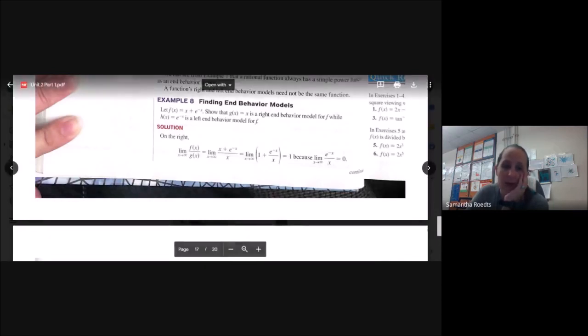So for example 8, I'm finding end behavior models for f of x equals x plus e to the negative x. And I want to show that g of x equals x is the right end behavior model for f, while h of x equals e to the negative x is a left end behavior model for f. Okay, so solution. On the right, the limit of f of x over g of x as x approaches infinity, because I'm going from the right.